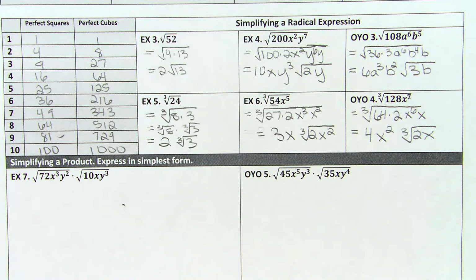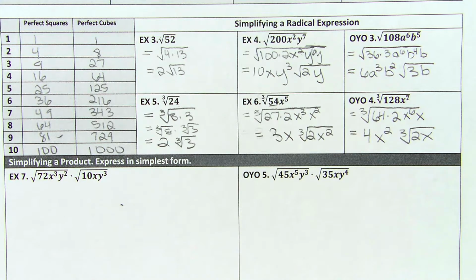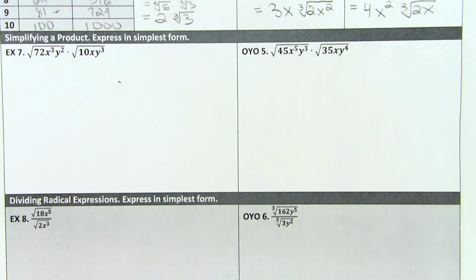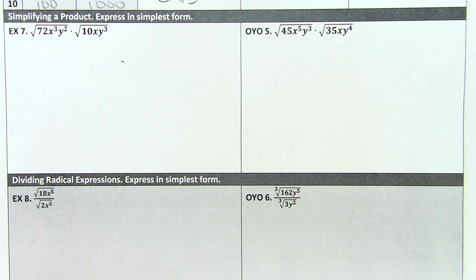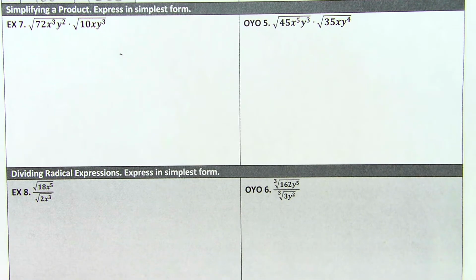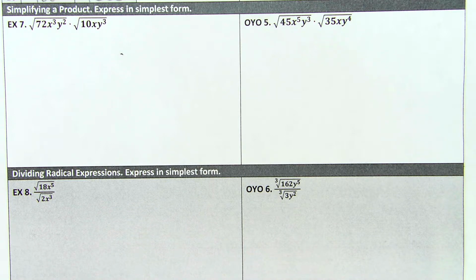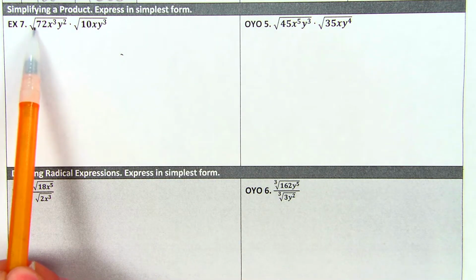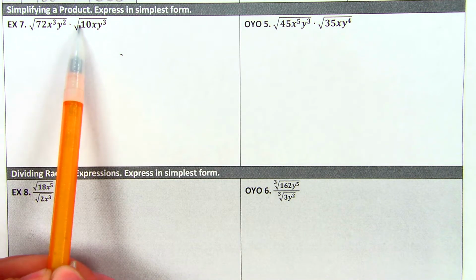Okay, now we are going to combine the two things we've learned today of when we can multiply radicals and then simplifying radicals to be able to go on to simplifying a product and expressing it in simplest form. So we're going to go down here to example 7. We do not want to simplify it yet. We want to multiply first. We want to get it into one radical together and then simplify it as far as possible. We have a square root times a square root, so it can be multiplied.